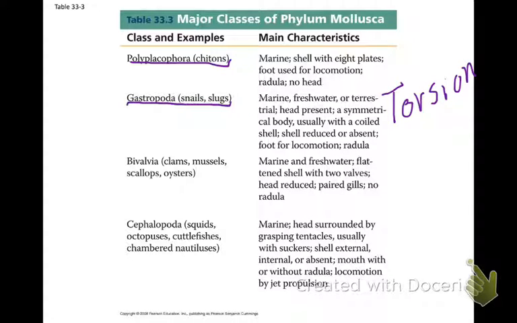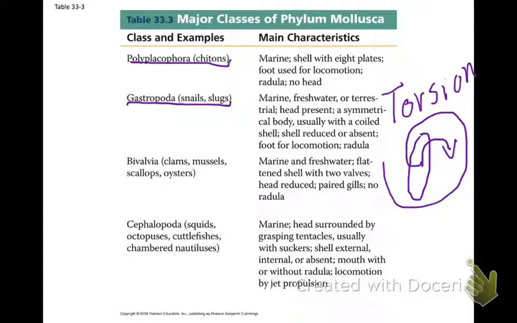And this involves a twisting of the visceral mass. So if we have the visceral mass here, the visceral mass will twist to the right, and that causes the shell then to be deposited in a coil like so, as that visceral mass continues to twist to the right. This is unique among the gastropods.